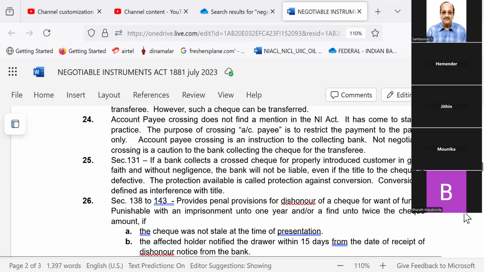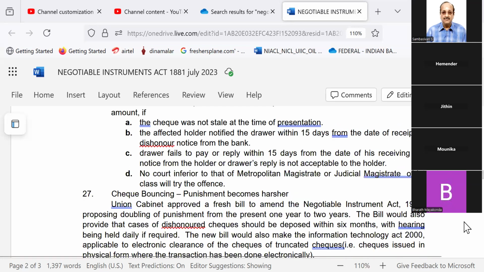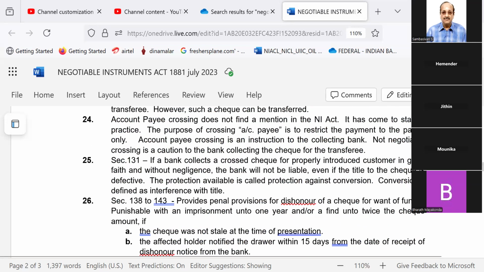Conversion is defined as interference with title. Point 26, Section 138 to 143 provides penal provisions for dishonor of a check, very important. Dishonor of a check for want of funds is punishable with imprisonment up to 1 year or fine up to twice the check amount.